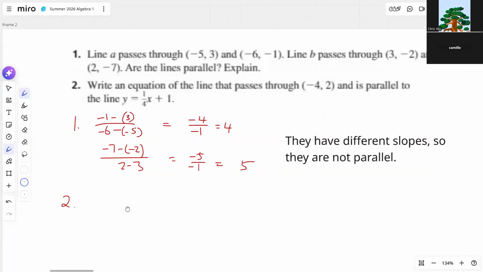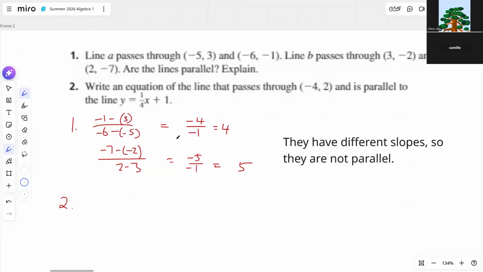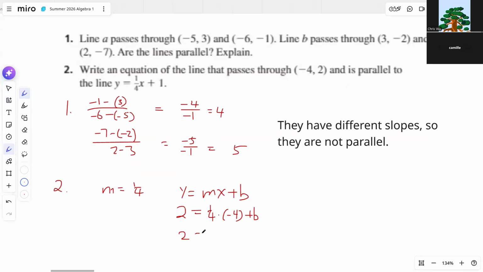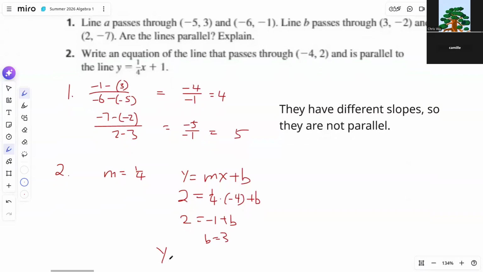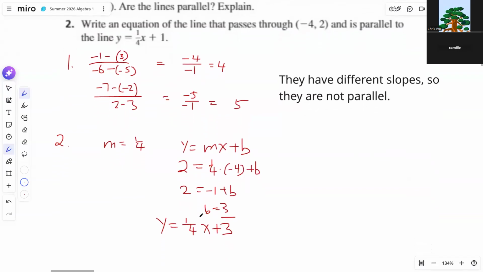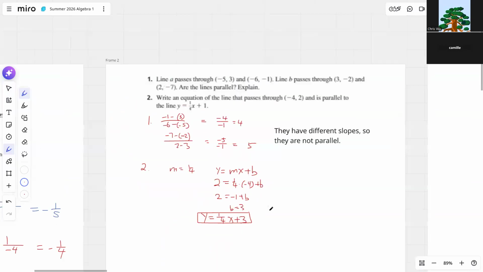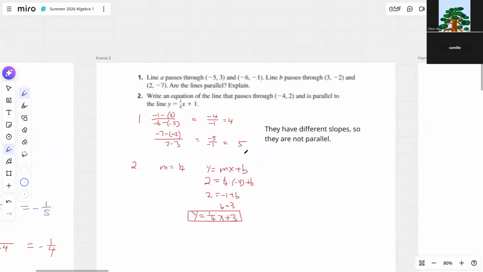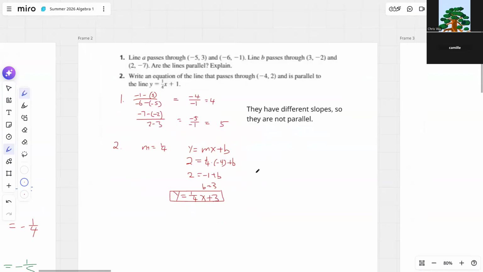So let me work it out. Let's see here. We have a line that passes through a point and is parallel to that one. So we know the m is 1/4. And if I do y equals mx plus b, then I can say 2 is equal to 1/4 times -4 plus b. Hence, 2 is equal to -1 plus b. B is 3. So therefore, the whole equation should be y equals 1/4 x plus 3. And that will be the equation of a line that passes through (-4, 2) and is parallel to the other line. Okay, all right, good job.